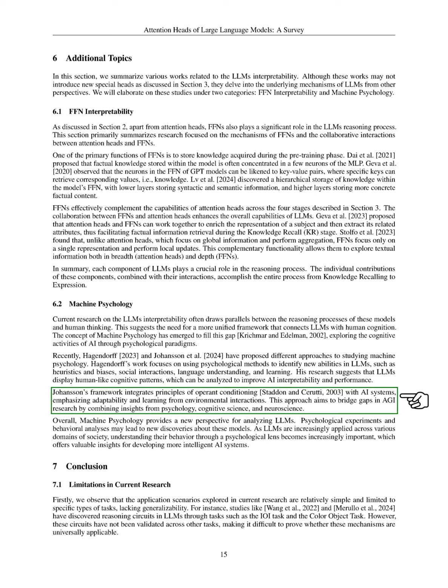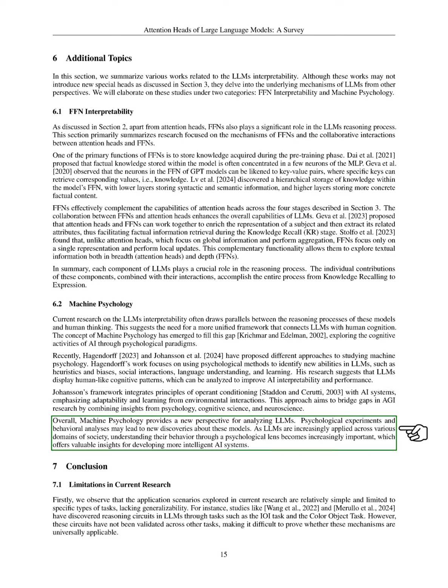On the other hand, Johansson combines operant conditioning principles with AI, stressing the importance of adaptability and learning from interactions with the environment. This approach aims to address gaps in artificial general intelligence research by merging insights from psychology, cognitive science, and neuroscience. Overall, machine psychology offers a fresh perspective for analyzing LLMs, suggesting that psychological experiments and behavioral studies could reveal new insights about these models.